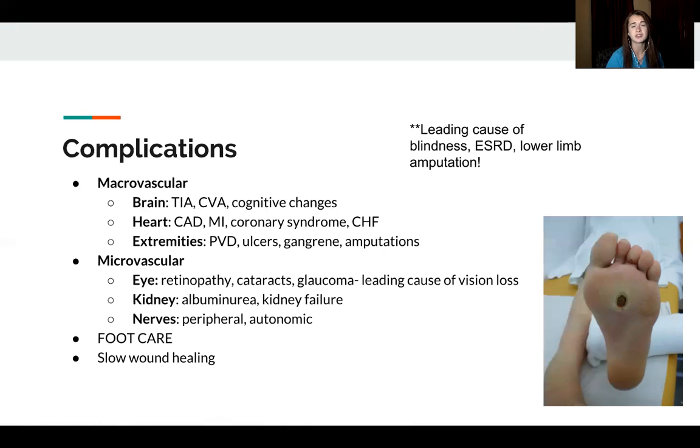And diabetes is actually the leading cause of blindness, end-stage renal disease, and lower limb amputations not associated with trauma. So this teaching for our patients is super important in order for them to prevent any of these complications from happening. And it may increase their compliance with their medications because we could probably scare them.